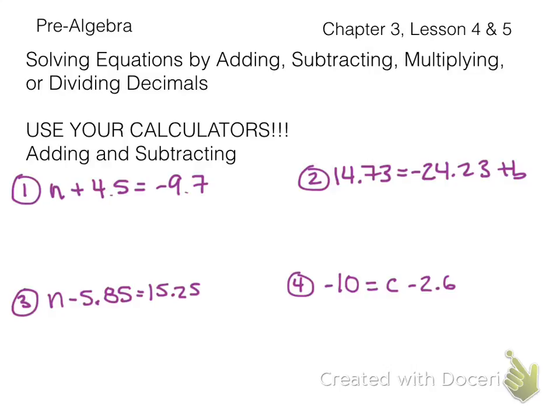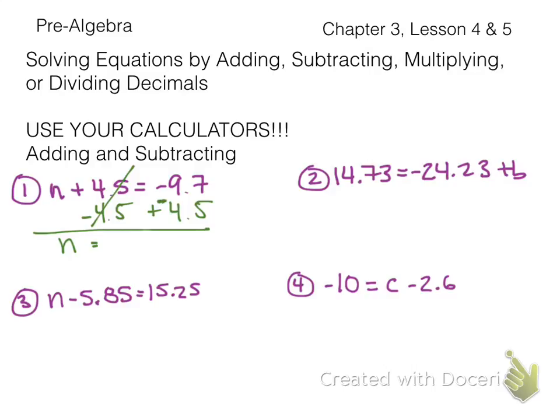Okay, so like always, we're trying to get the letter by itself, which means we're going to do the opposite operation. So if I have n plus 4.5 equals negative 9.7, the opposite of adding 4.5 is subtracting 4.5. So I'm going to minus 4.5. 4.5 minus 4.5 cancels out. N equals a negative minus a positive is really a negative plus a negative, which means it's going to be more negative.